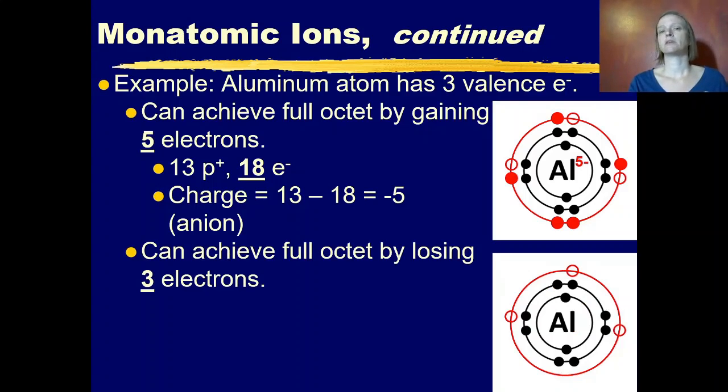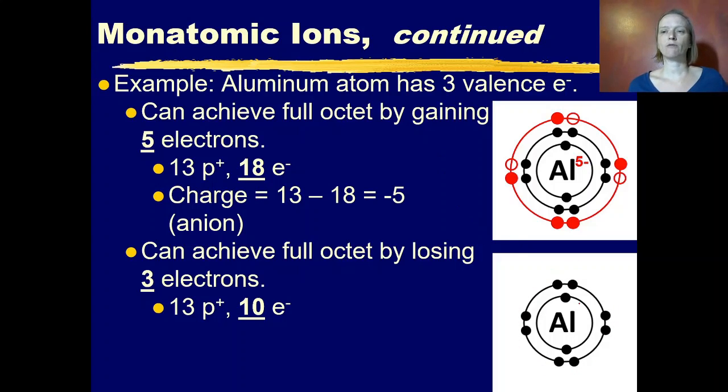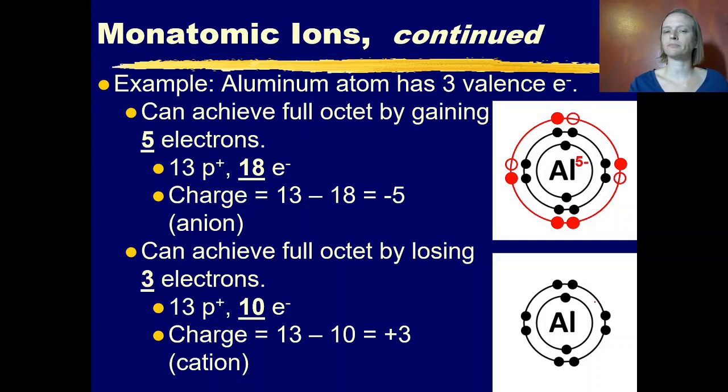Yes, there is. We can also achieve a full octet by losing 3 electrons. So I'm going to X out those 3 electrons because I've lost them in the valence shell. And now I do have a full valence shell of 8 electrons. It's just 1 energy level lower than what I normally expect for aluminum. In this case, my charge is 13 minus 10, which is positive 3. So here I've made a cation with a charge of positive 3.